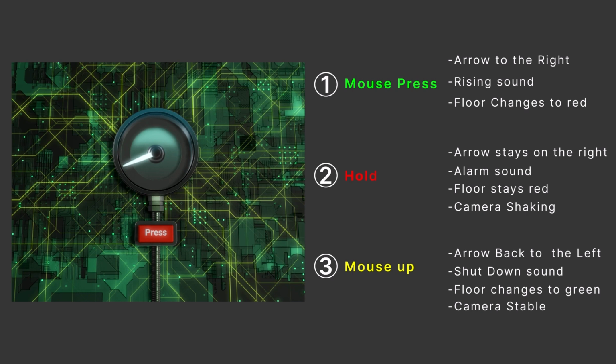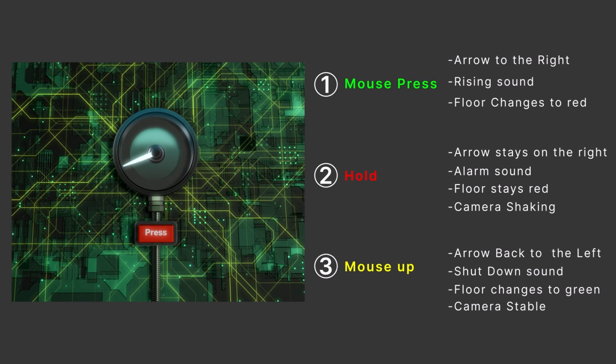As you can see, when we do that, the arrow goes back to its initial position on the left. While doing that, we hear a new sound effect indicating we release the button and the pressure is reducing. Also, the floor changes back to green and the camera stabilizes as well.